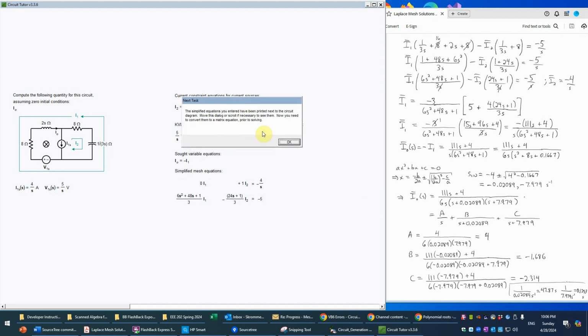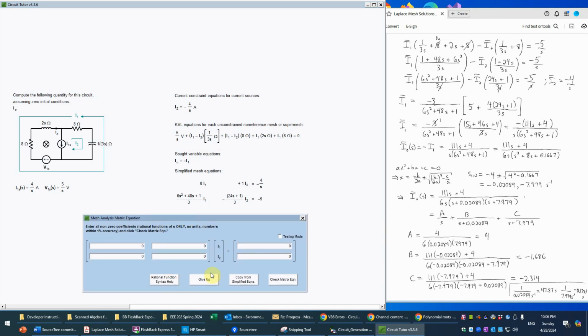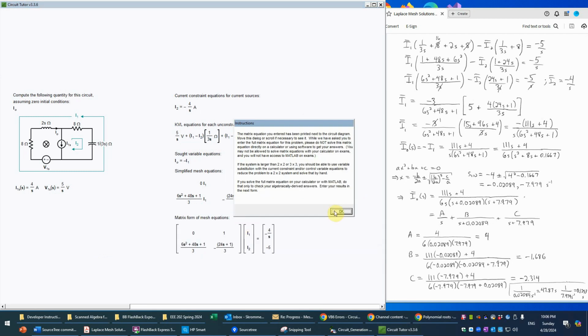So now we need to enter the matrix equation, but we can do that trivially by pressing this copy button here, since it'll have the same coefficients. It'll save us a little typing. So we'll copy that in the same format, and then we'll just check that, which of course will be correct. And now it gives us instructions to go ahead and solve and to keep records of what we're doing.